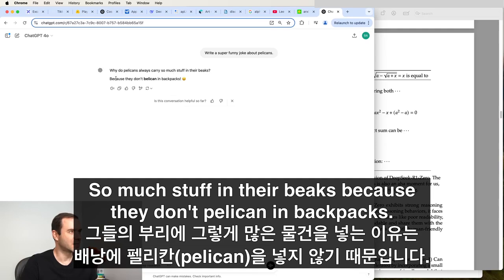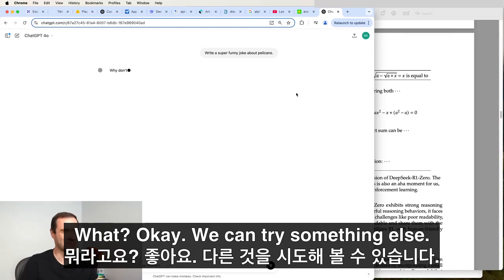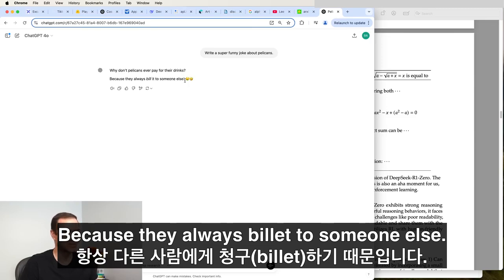So much stuff in their beaks because they don't pelican in backpacks. What? Okay, we can try something else. Why don't pelicans ever pay for their drinks? Because they always bill it to someone else.